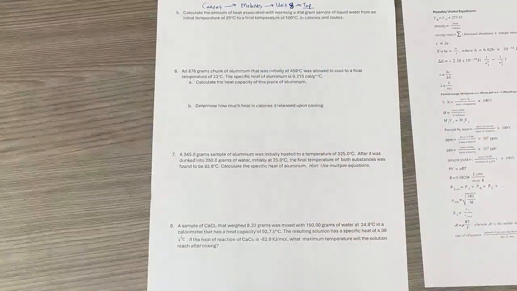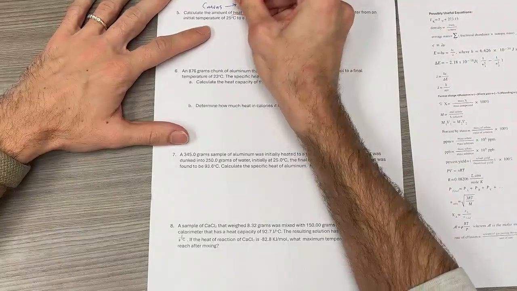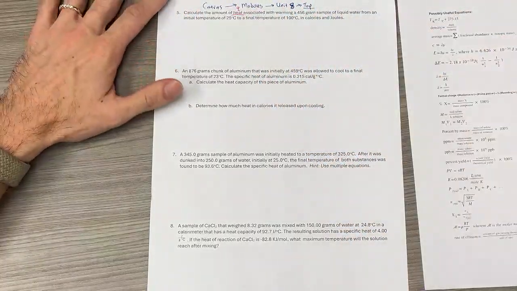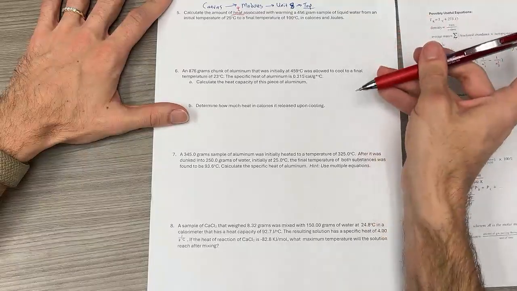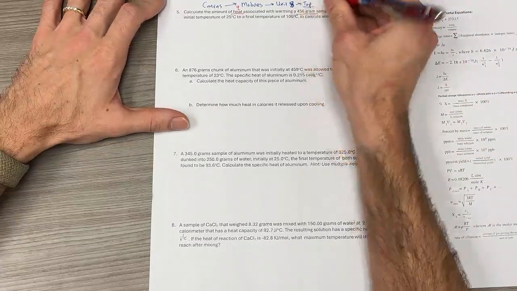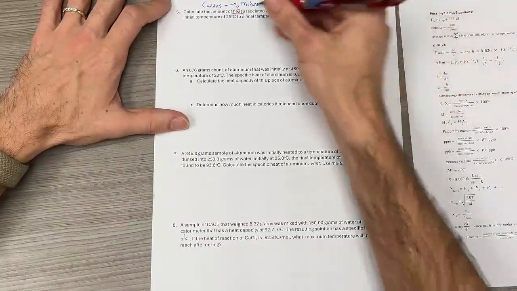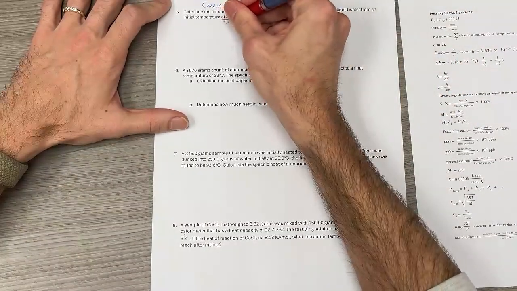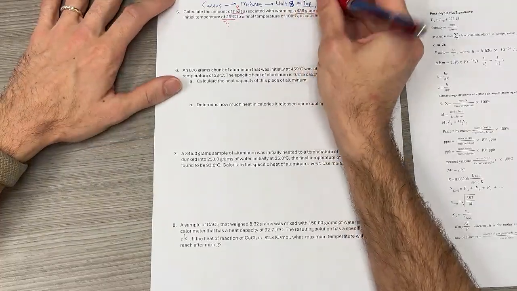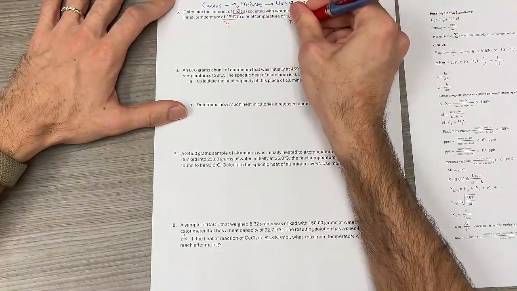Question 5 says, calculate the amount of heat associated. First of all, heat here, we're using Q. Associated with warming a 456 gram sample, that's mass, of liquid water from an initial temperature, Ti, of 25 degrees C to a final temperature of 100 degrees C, Tf.